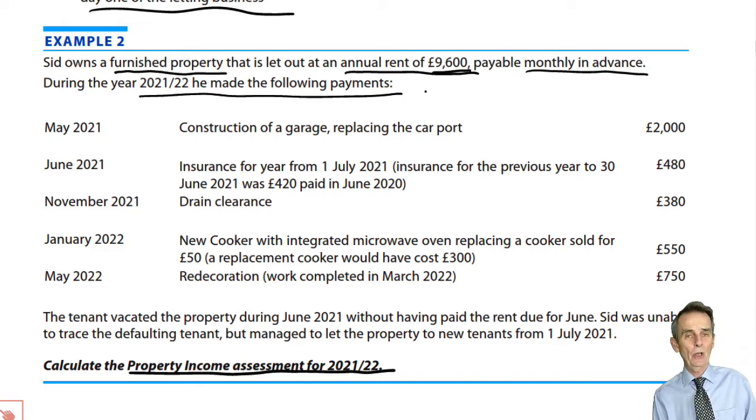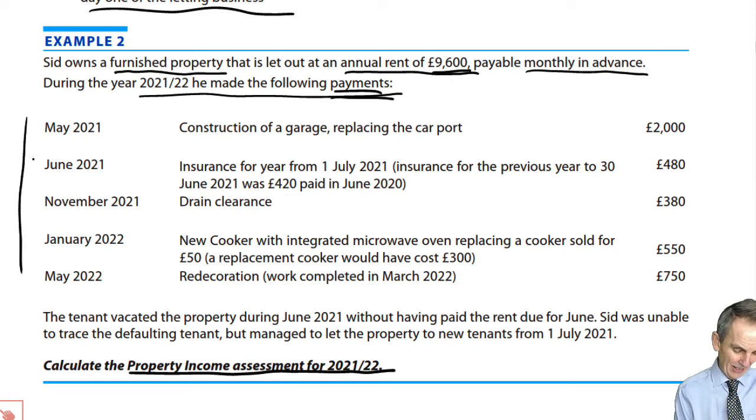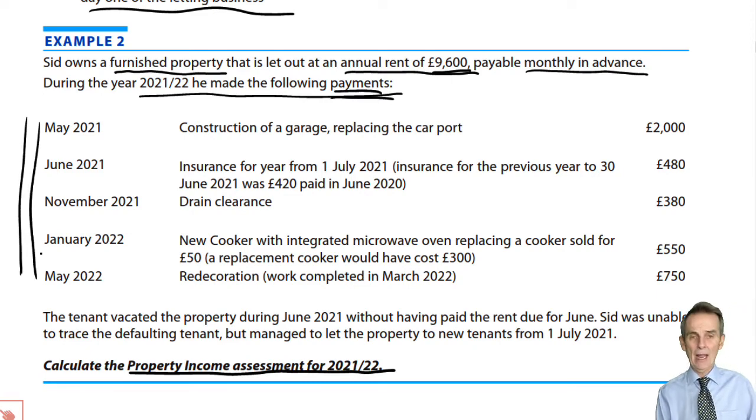Now again, unless we are told to the contrary, and you will not be so told here, it is the cash basis that we use, not the accruals basis. So we're given the dates of when these payments were made. We want to know what was actually paid in our 21-22 tax year. We then have to establish whether we are talking in terms of allowable expenditure or non-allowable expenditure. You will have to make that decision.